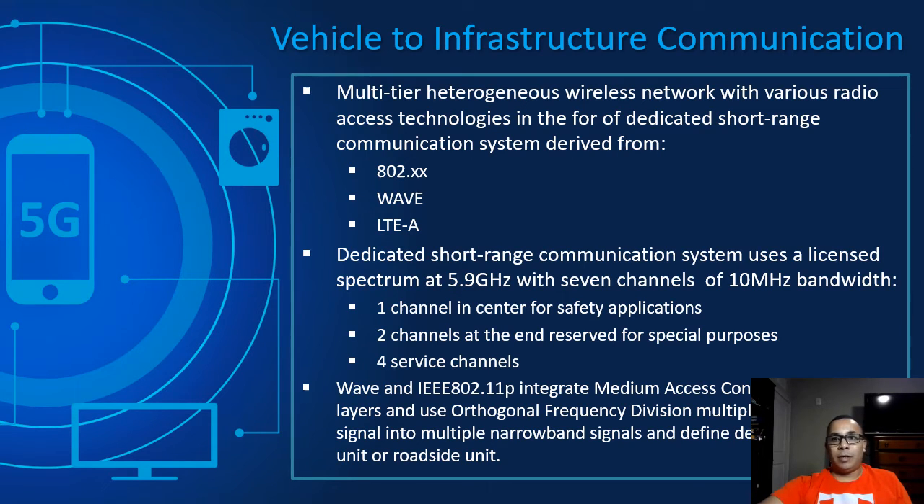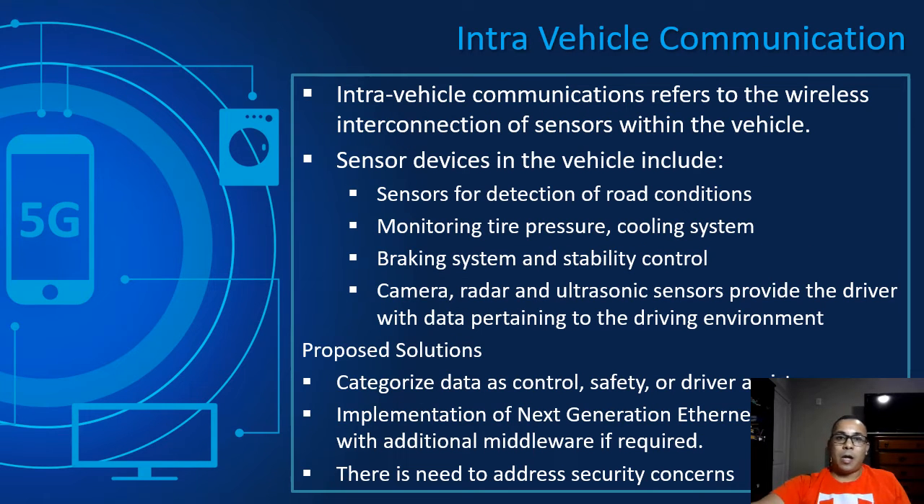Another approach to infrastructure communication is a multi-tier heterogeneous wireless network using different technologies. Now, here's the breakdown of some of the technologies. Also here, we have some specifics on the dedicated short-range communication system based on these technologies.